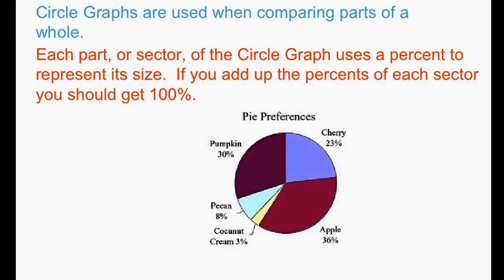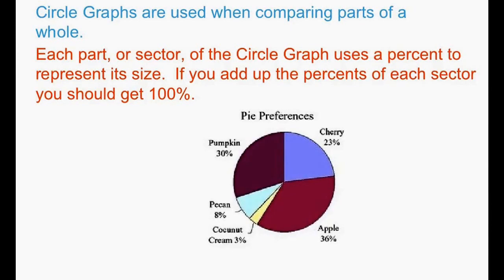Alright, so here's some information. Circle graphs are used when comparing parts of a whole. Each part or sector of the circle graph uses a percent to represent its size. If you add up the percents of each sector, you should get 100%.